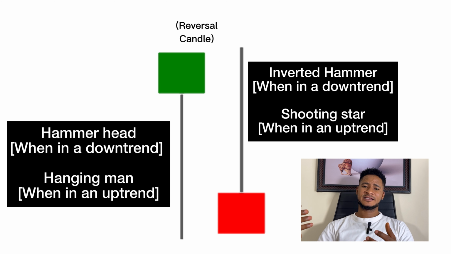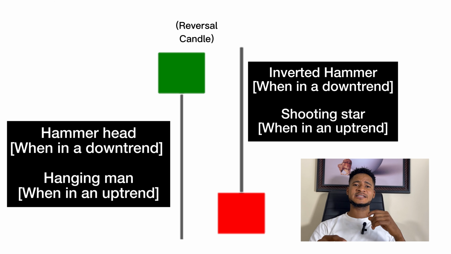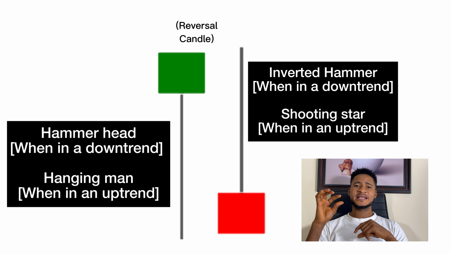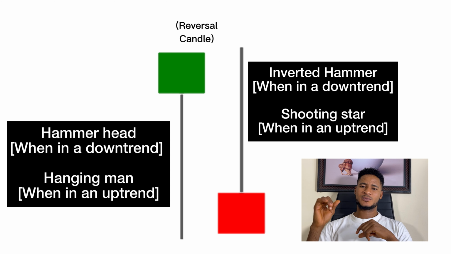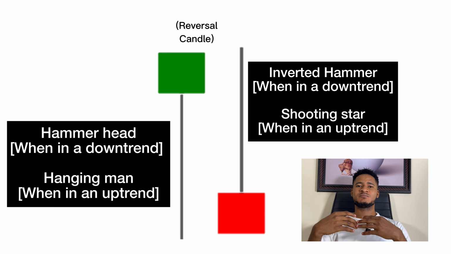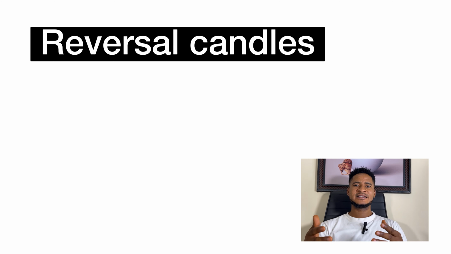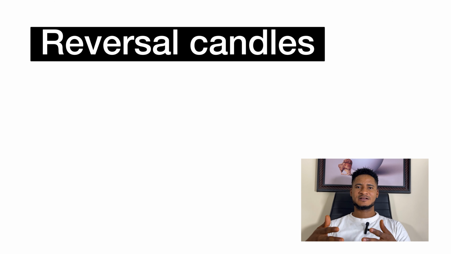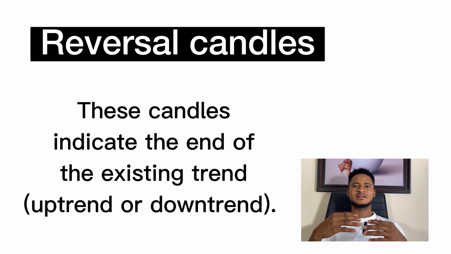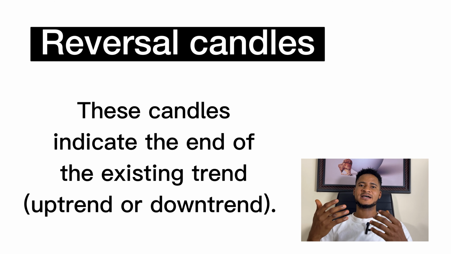So the first candlestick I want you to take note of is called the hammer and the inverted hammer. A hammer candlestick usually has a very long wick below and a small body at the top. Right? When you invert it, it becomes an inverted hammer. These are reversal candlesticks. Reversal candlesticks means candlesticks that would reverse a price trend.